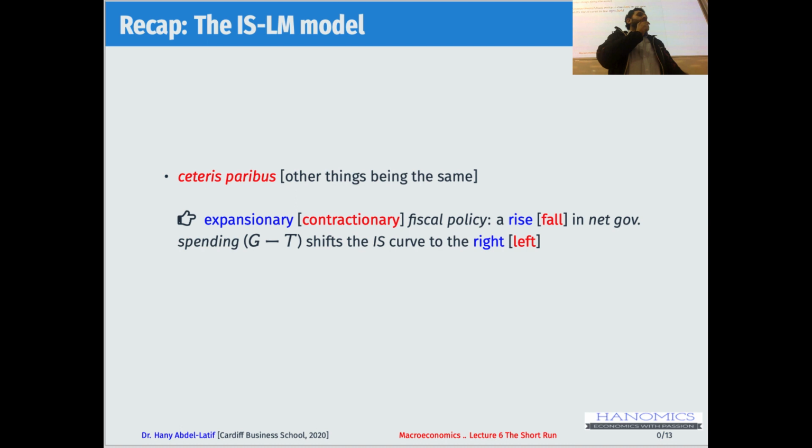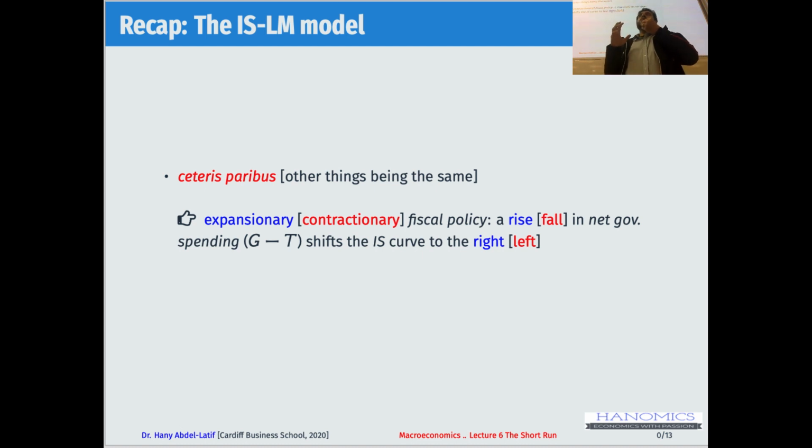So if we have an expansionary fiscal policy, for example, that means a rise in the net government spending, which means the difference between government spending and taxes, G minus T, and that would shift the IS curve to the right. And if we have a contractionary fiscal policy, it will do the opposite. So a contractionary fiscal policy means we have a fall in net government spending, G minus T goes down, and that would shift the IS curve to the left.